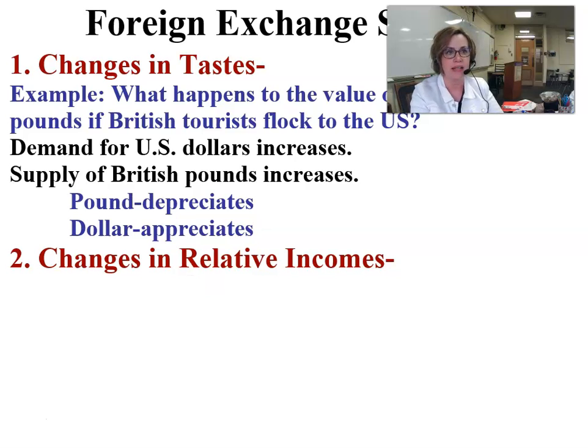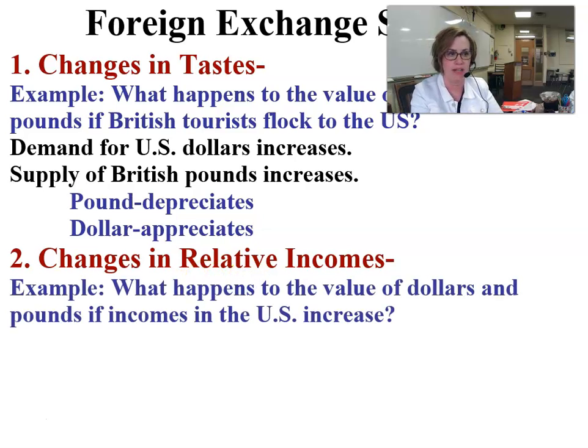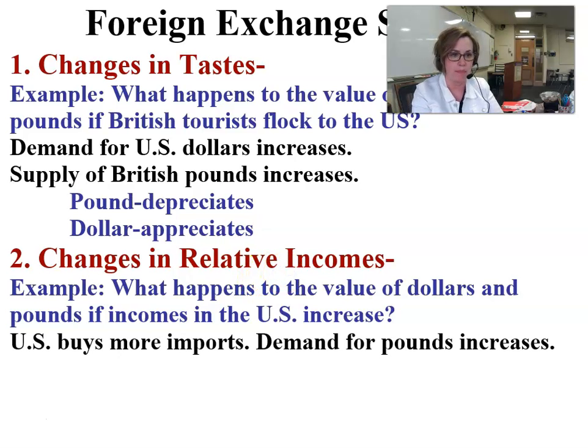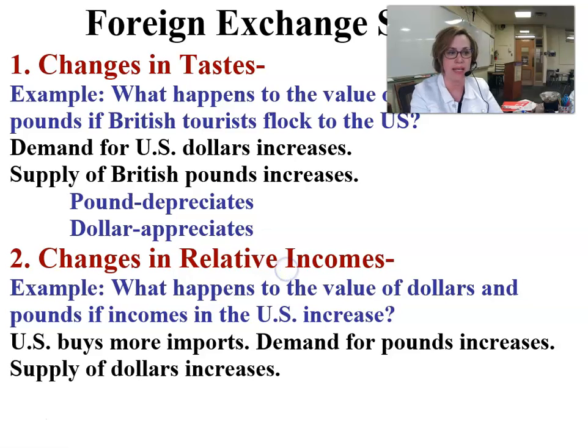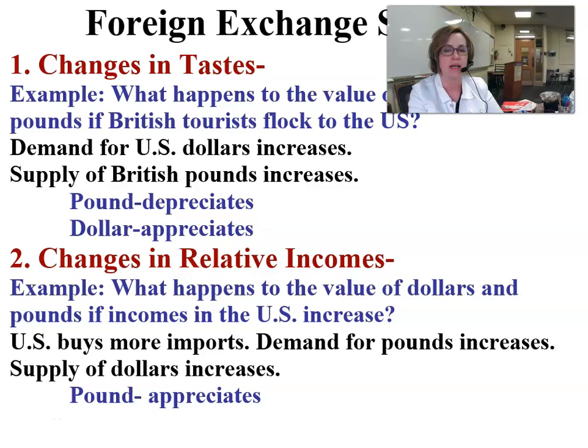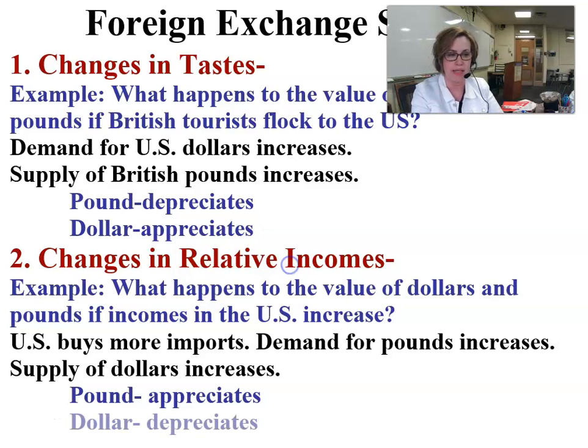The second thing that can cause shifts in the foreign exchange market are changes in relative incomes. So what would happen to the value of the dollar and the pound if incomes in the US go up? The US would buy more imports, so the demand for pounds would increase and the supply of dollars would increase. So the pound would appreciate and the dollar would depreciate.